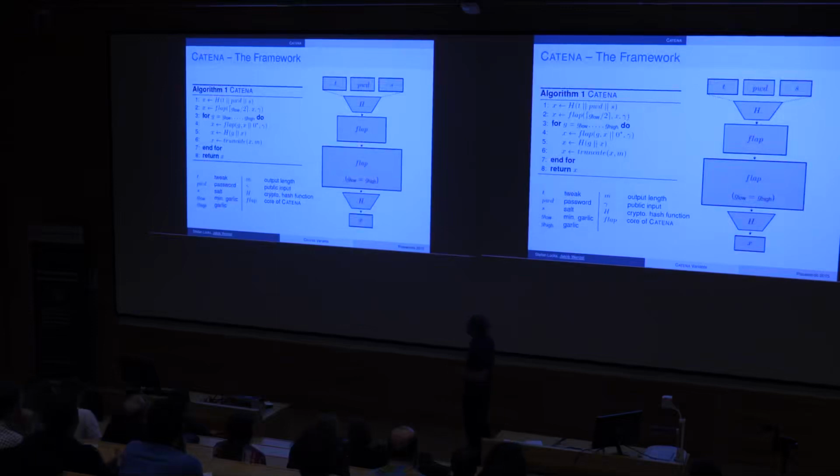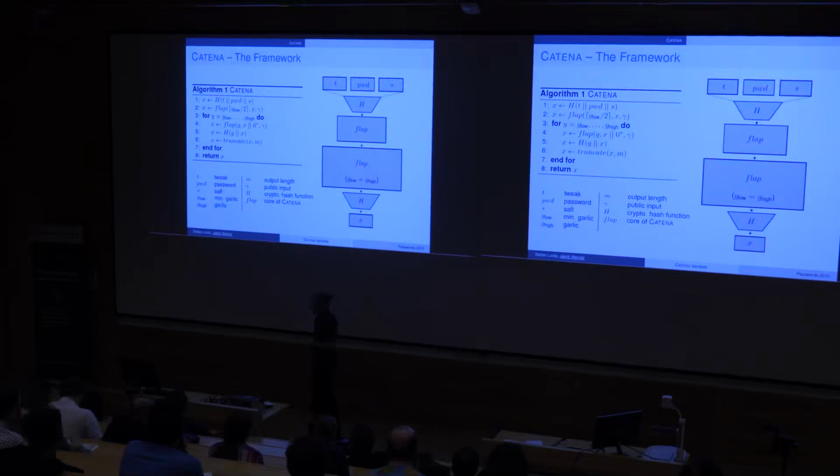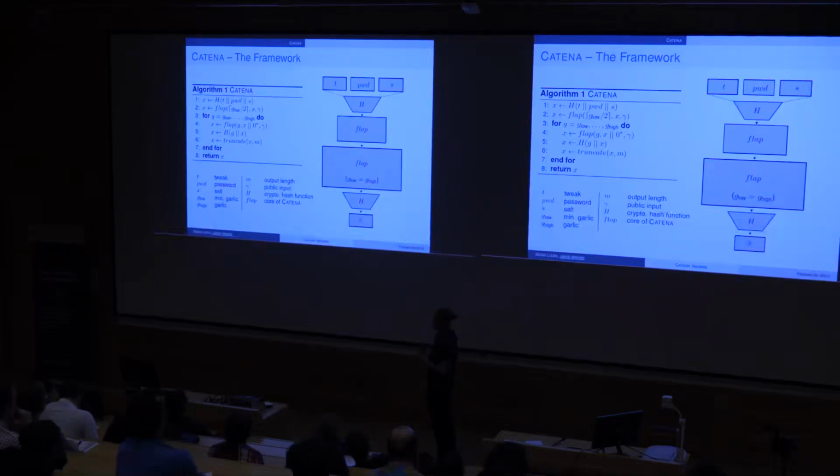Now we come to the Catena framework. It actually looks like this. We have 3 inputs: the tweak, the password, and the salt. The tweak contains everything you can think of, like user ID, server ID, IP, whatever you want. It's about making the password hash as unique as possible, so for the same user and the same password, you will get different hashes on different systems, even if they use the same salt.